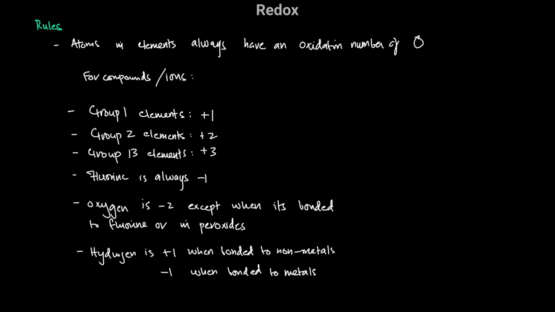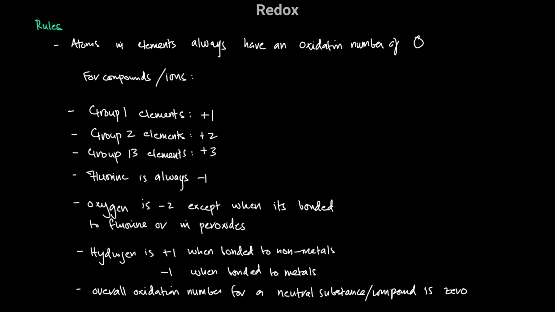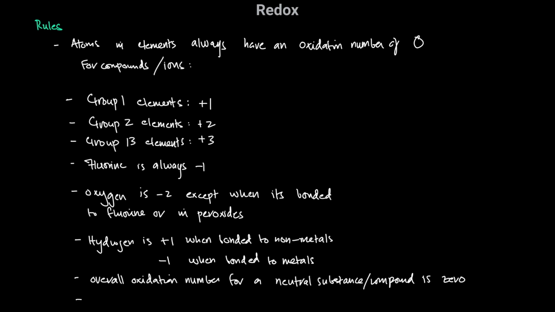All right, the next rule that we have is that the overall oxidation number for a neutral substance or compound is 0, and the overall oxidation number for an ion is the charge on the ion.